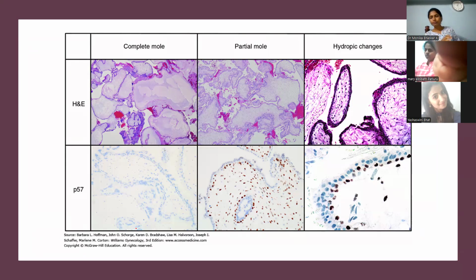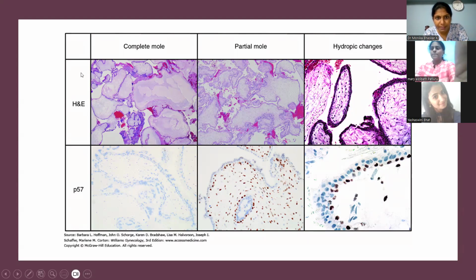So when you get the histopathological examination, if you are not able to differentiate whether it is a complete mole or a partial mole, you have to do the immunostaining. You can see here there is diffuse proliferation of the trophoblastic tissue. Everywhere there is proliferation. But here there is only slight proliferation at the margins, and no proliferation inside. So there is focal proliferation in the partial mole.